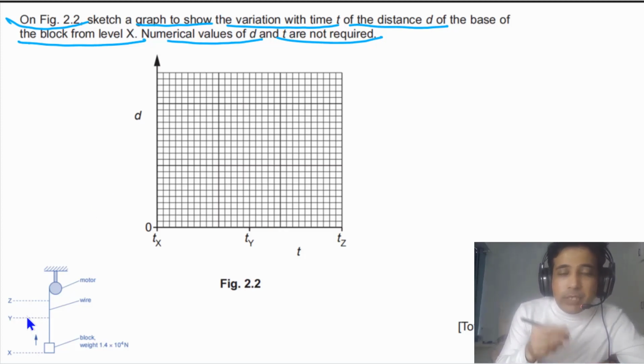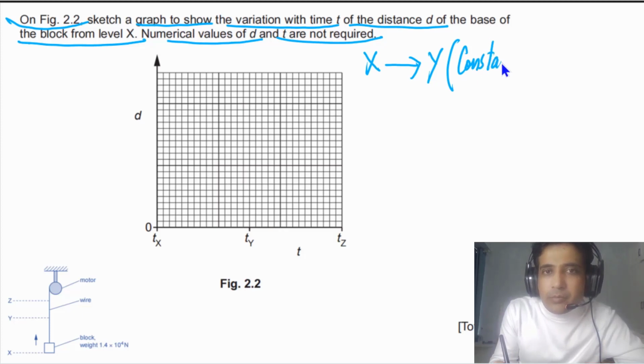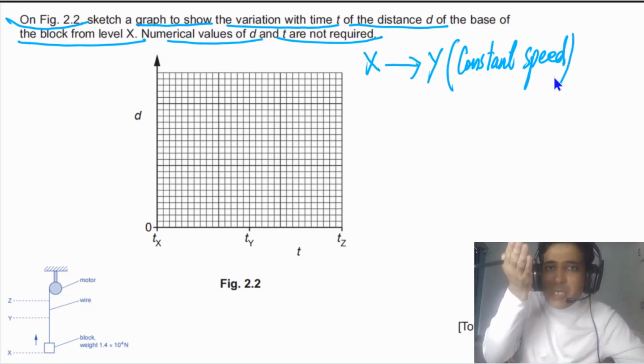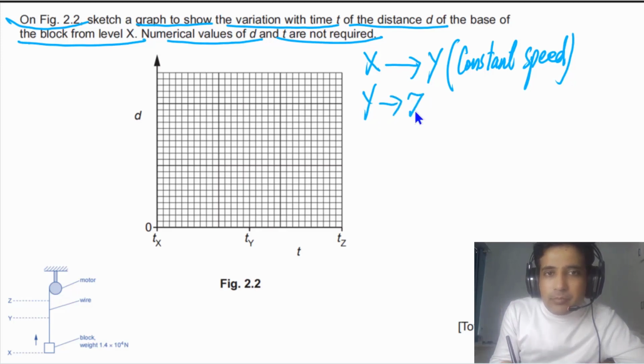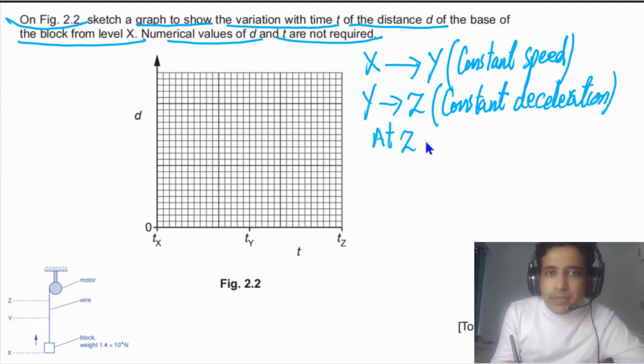We have already discussed that between x and y, the block has constant speed. So simply we can write down block has constant speed, or you can say constant velocity, because the block is just moving in a straight line, meaning just moving upwards. And between y and z, the block has constant deceleration, meaning the velocity is decreasing at a constant rate, and the block finally stops at z. So at z, the speed of the block is equal to 0, meaning the block just stops at z.